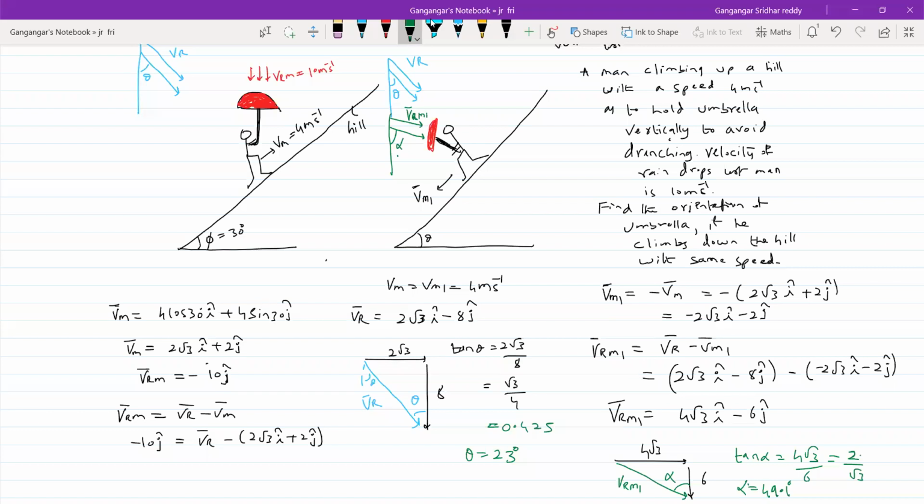So now you can move on any surface. You can accelerate. You can move on any shape. You may climb up the hill, climb down the hill. But overall the basic concept is the same. VRM bar equal to VR bar minus VM bar. Finish over. Done, sir. Completed this one.